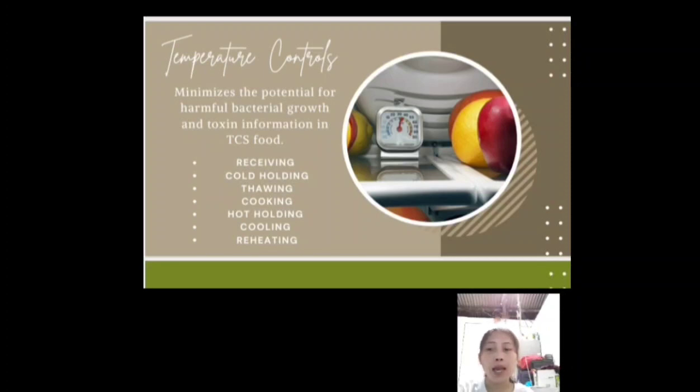So if ever imo i-reheat ang food, the external temperature of the food must reach 165 degrees Fahrenheit, or equivalent to 74 degrees Celsius, for at least 15 seconds within 2 hours. Once this minimum temperature has been reached, the food should be held at 135 degrees Fahrenheit, or 57 degrees Celsius or warmer.